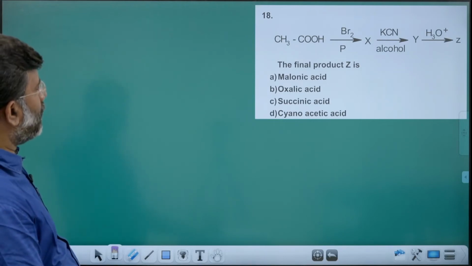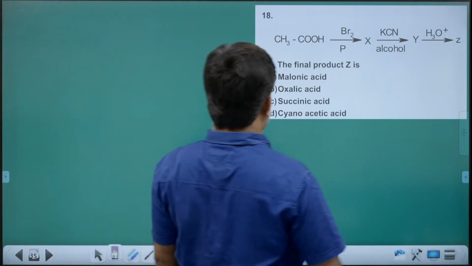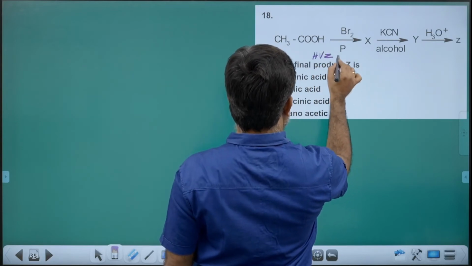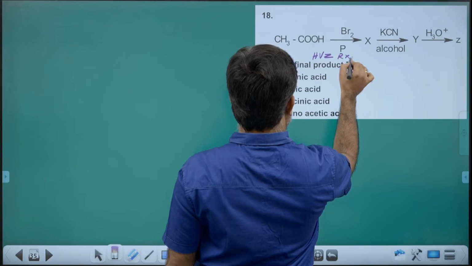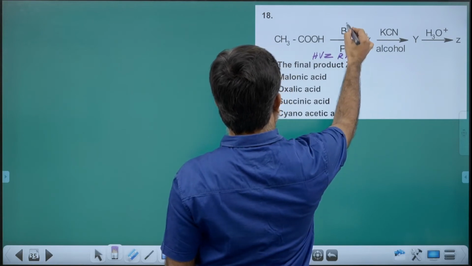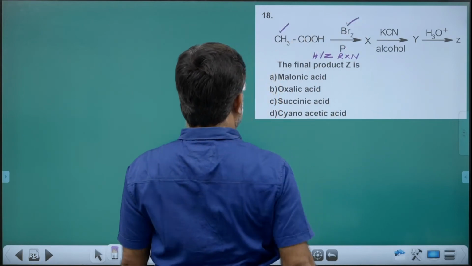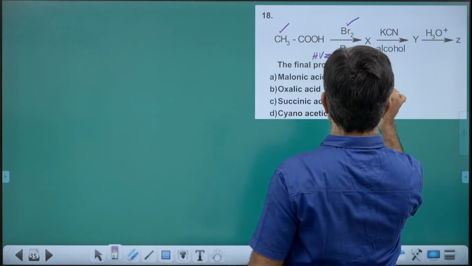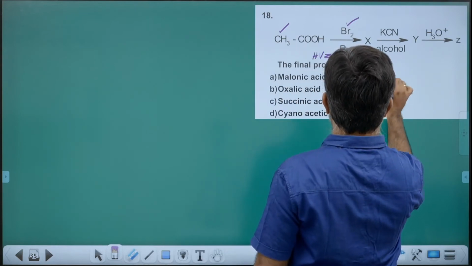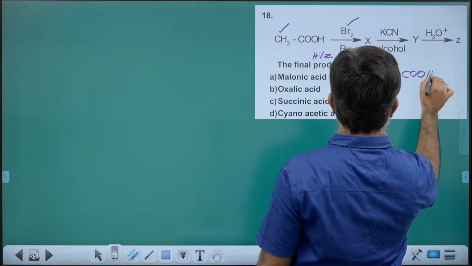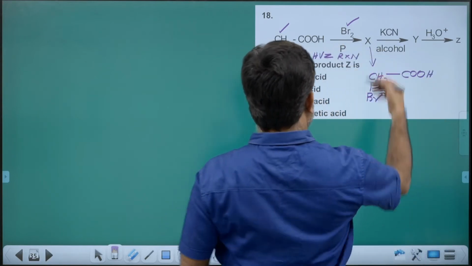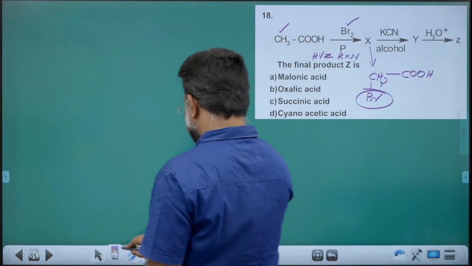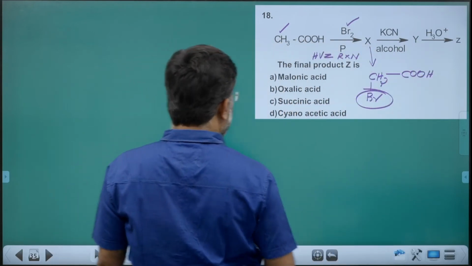Acetic acid, bromine, red phosphorus. First reaction is the HVZ reaction. In the HVZ reaction, halogen will be coming on this carbon. So what is X? X is CH2BrCOOH. Now that is treated with KCN. Bromine will go and cyanide will come.